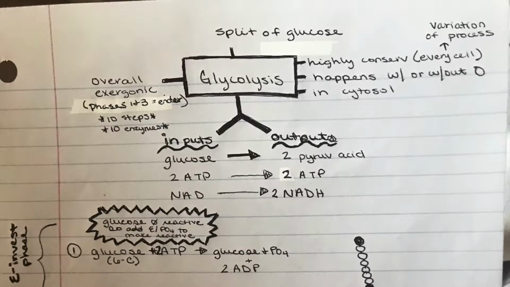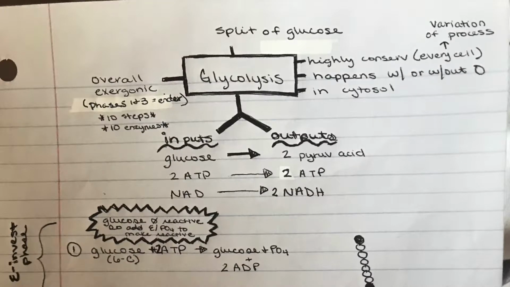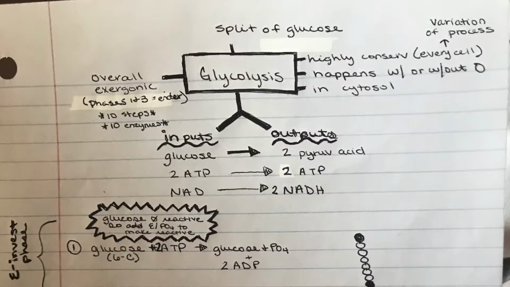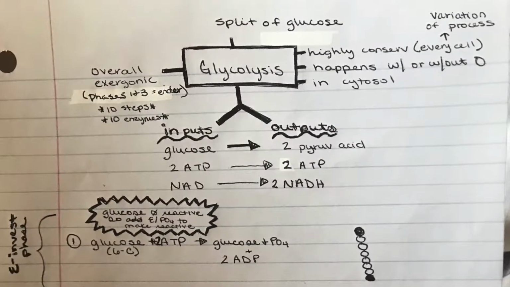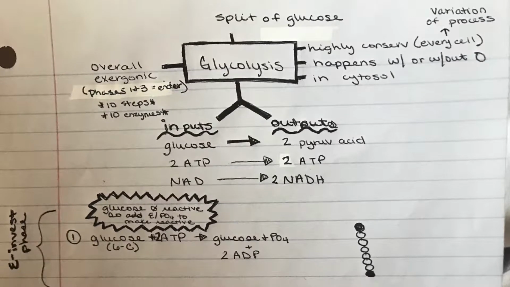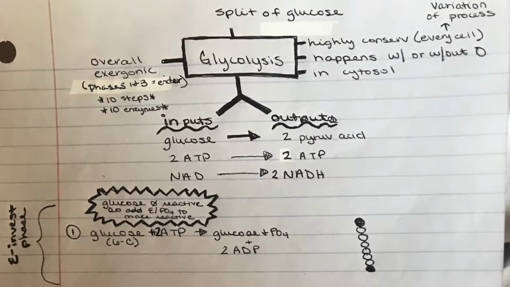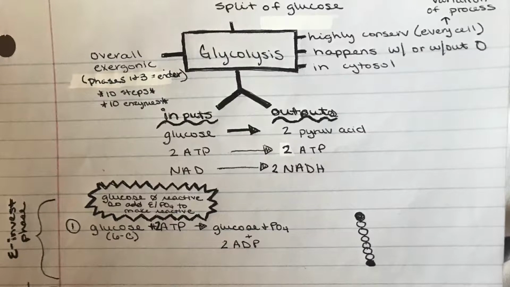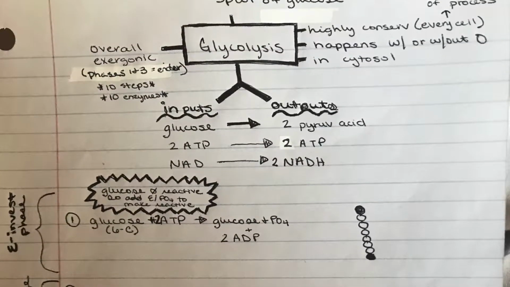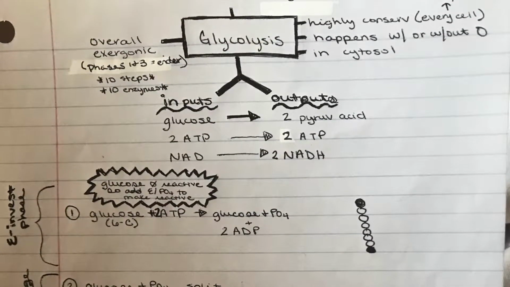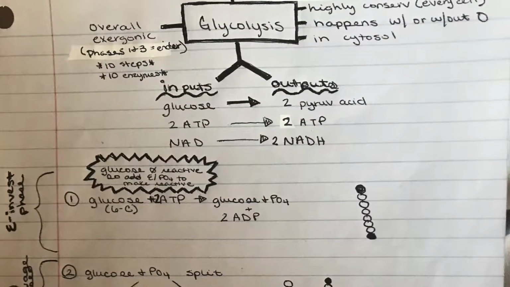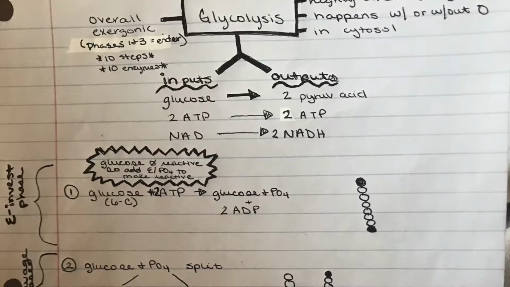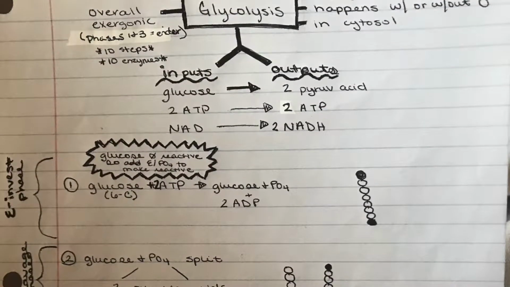So glycolysis is the split of glucose. It's an overall exergonic reaction, and it's highly conserved, and it happens with or without oxygen, and it occurs in the cytosol. So you input glucose and you get 2 pyruvic acids, you input 2 ATP and you get 2 ATP, and you input NAD+ and you get 2 NADH.